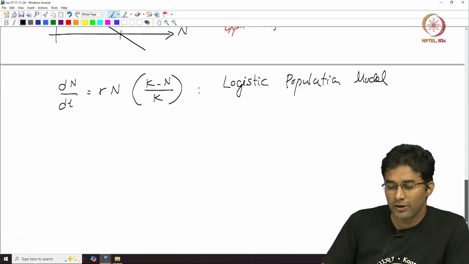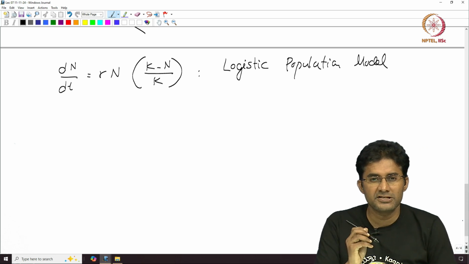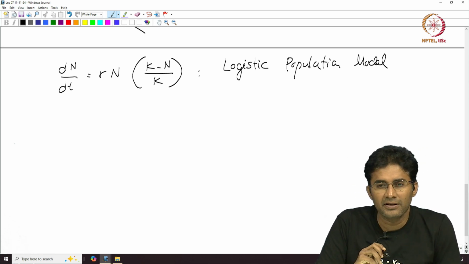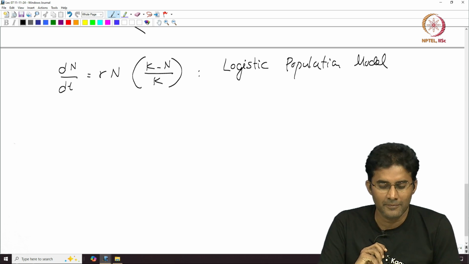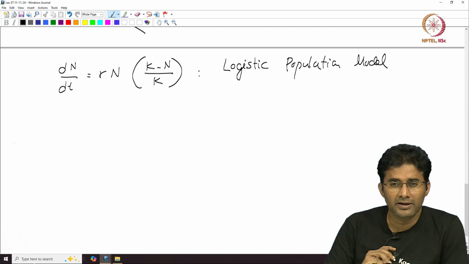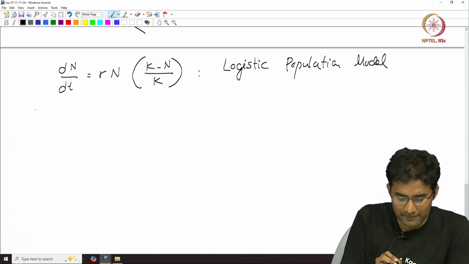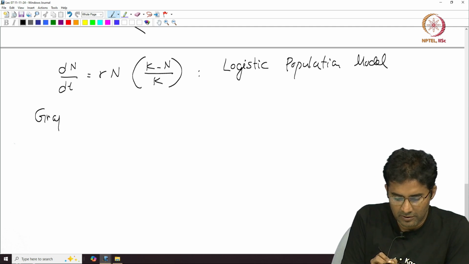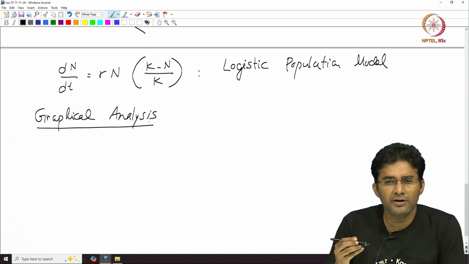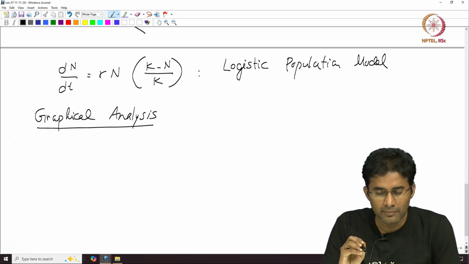Now of course what we have is an ordinary differential equation. An ordinary differential equation can sometimes be incredibly hard to solve, okay. So therefore we use a trick or a method called graphical analysis, or a geometric way of analyzing the system.